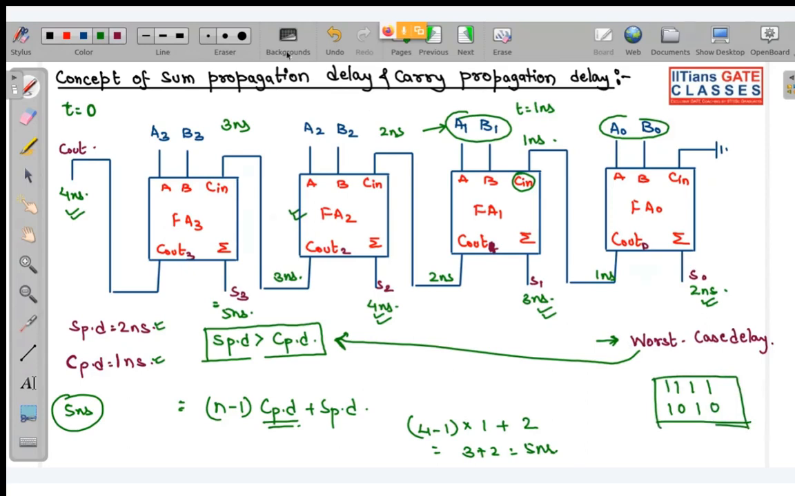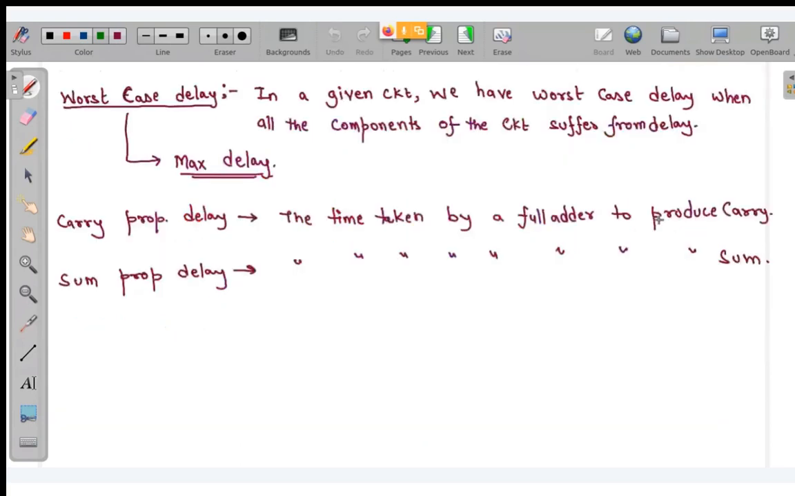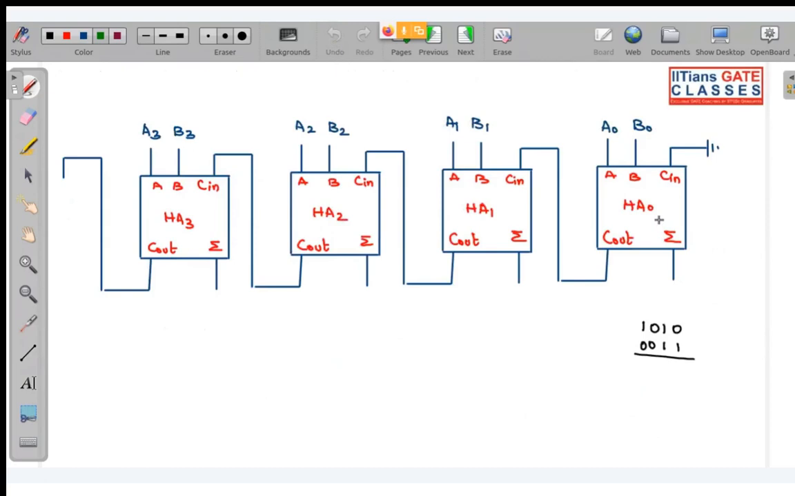Why? Remember, whenever in such kind of question they give you input bits, instead of giving just the sum propagation delay and carry propagation delay, that means you cannot apply the formula. You have to check basically in which full adder there is a delay and in which full adder there is no delay. So for that I have taken one example for you. Look over here and understand the concept very carefully.